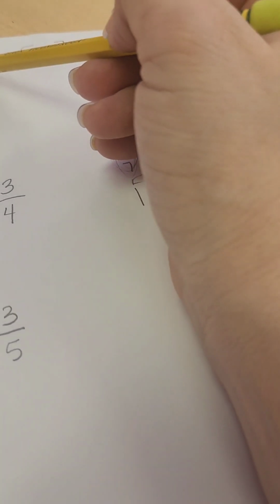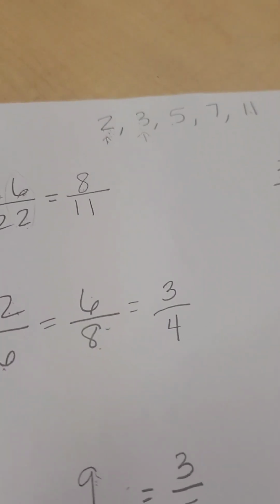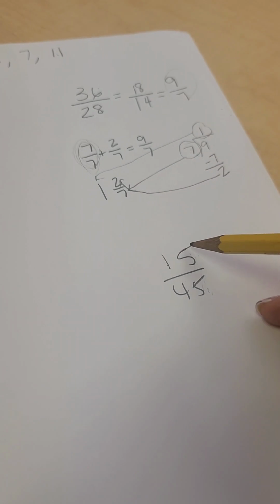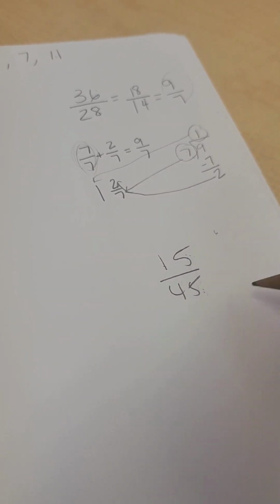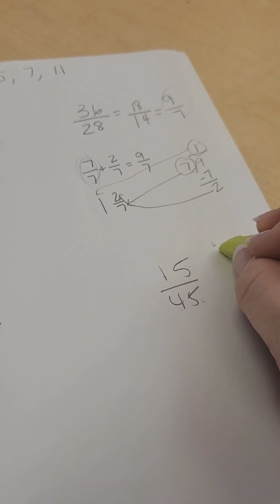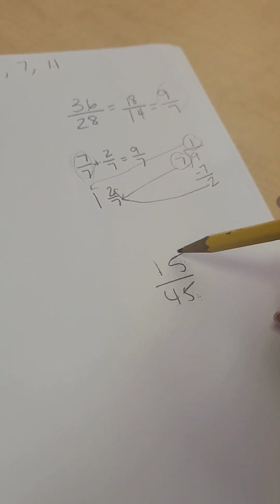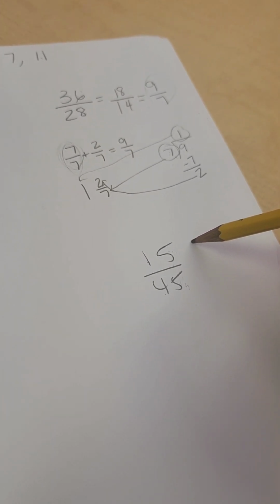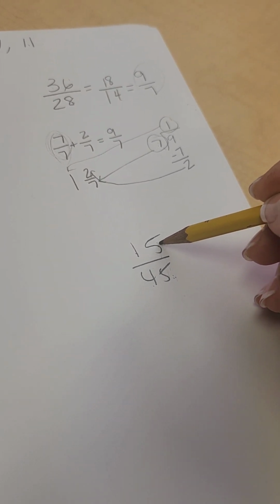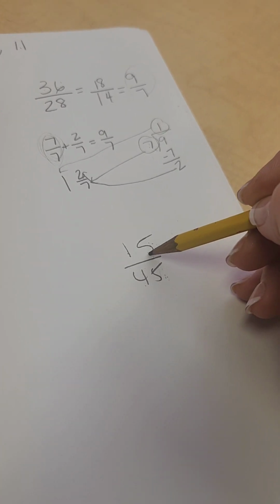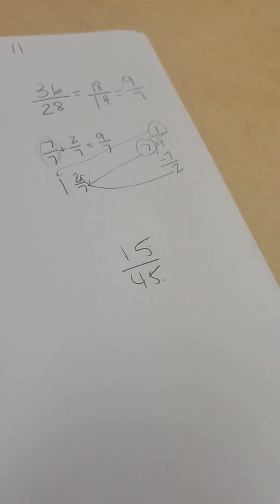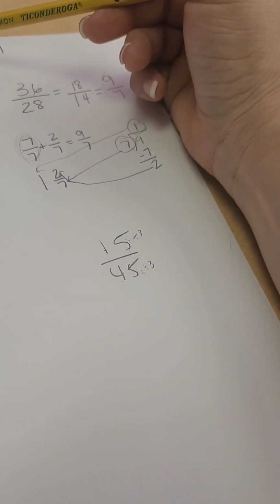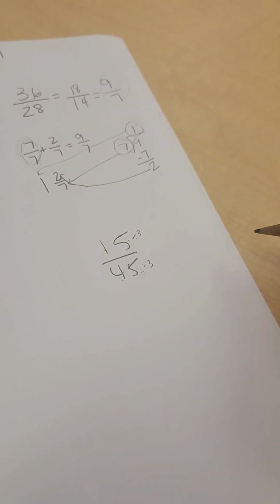15/45. Are they both divisible by 2? No. Are they both divisible by 3? Yes. Because 5 plus 1 is 6, and 4 plus 5 is 9. That's not how you simplify. That's just saying if these two numbers add up to a number that's divisible by 3, then this number is divisible by 3. And 6 is divisible by 3, and 9 is divisible by 3. So these two numbers can be divided by 3. I can divide them by 3, or I can divide them by 5.